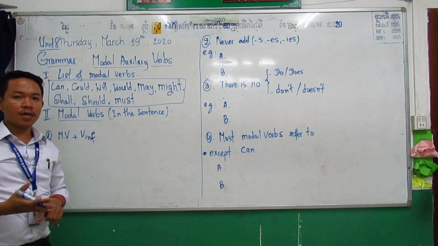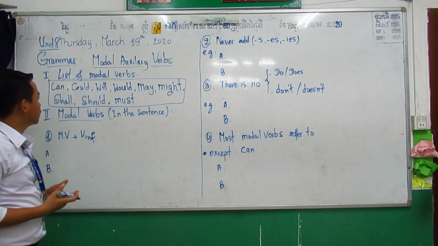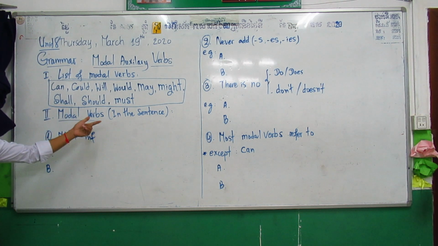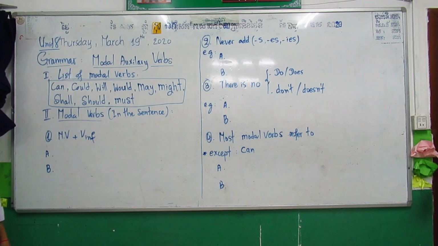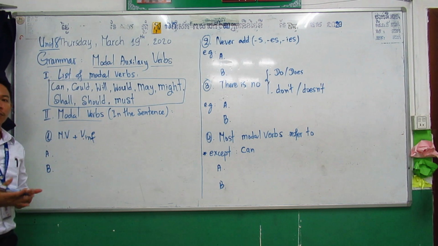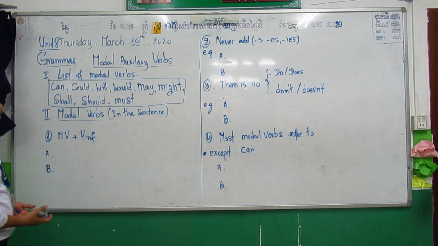What you need to know is that using a modal verb is different from using a simple word in a sentence in English. Modal verbs in the sentence. So number one, MV here stands for modal verb. Modal verb plus verb infinitive. Verb infinitive means the base form of the verb, right? Base form of the verb.